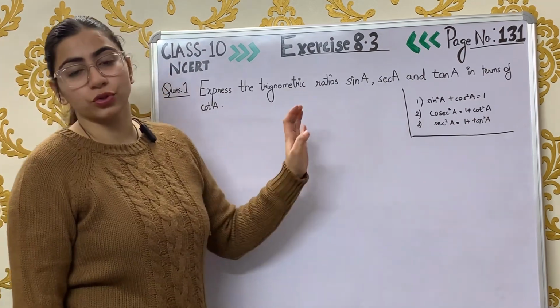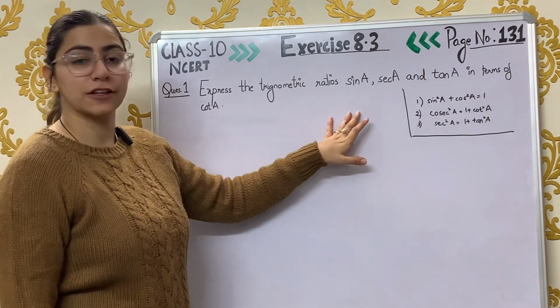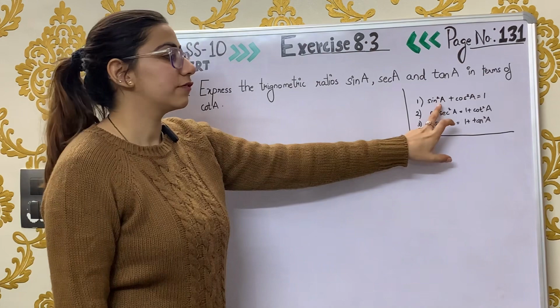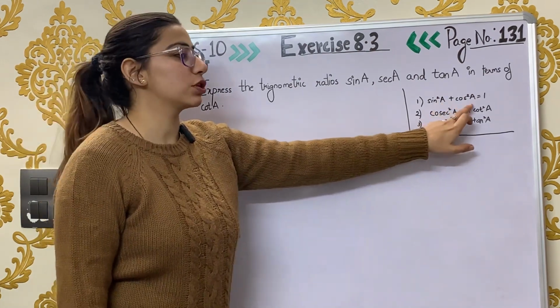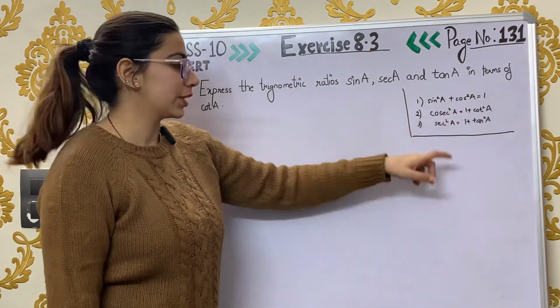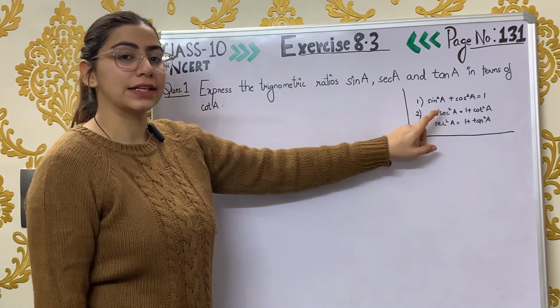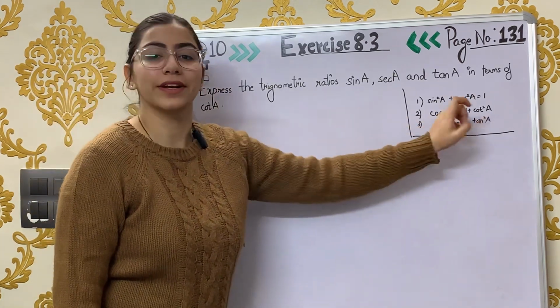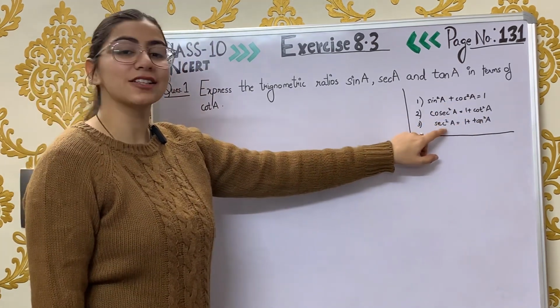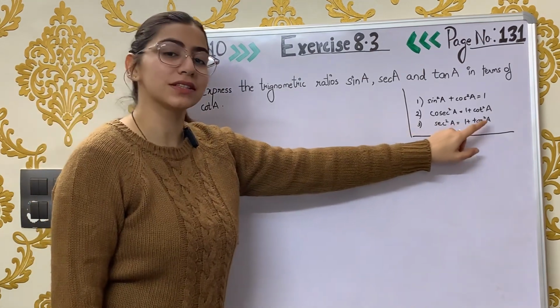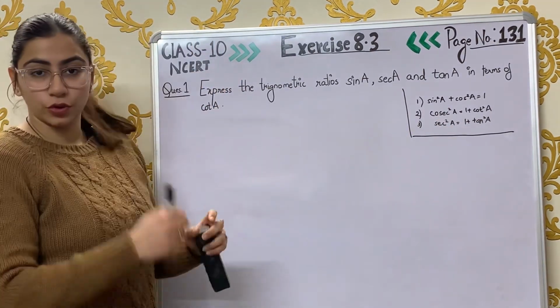Before starting the question, we just need to know some basic formulas. First one is sin square A plus cos square A is equal to 1. Second, cosecant square A is equal to 1 plus cot square A. And third is secant square A is equal to 1 plus tan square A. So let's start the question.